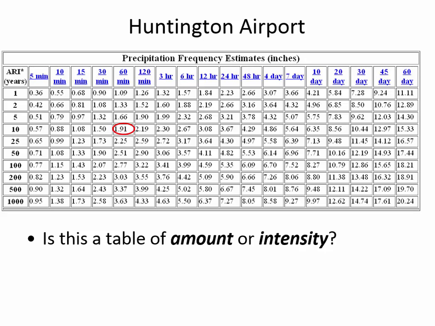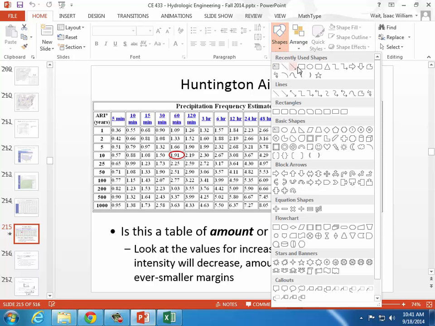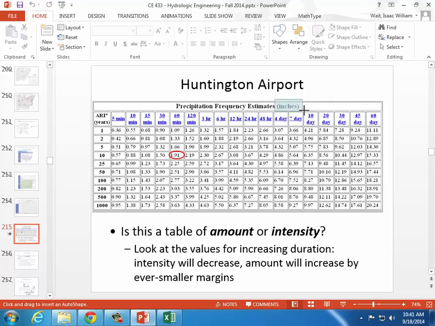You don't even need to have the units, although Levi mentioned you can tell because it says inches. If it said inches per hour, that's an intensity. I should block that out. So next year the quiz is even harder. Now they're not going to know.